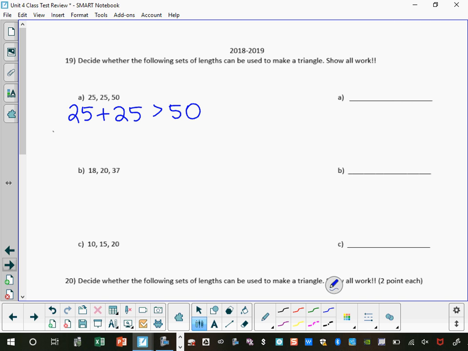Joseph is saying no. Do you guys agree or disagree? Is he right? He is right. Because 25 plus 25 is 50, and 50 is not greater than 50. It is equal. So if it is not greater than my biggest side, it cannot be a triangle.